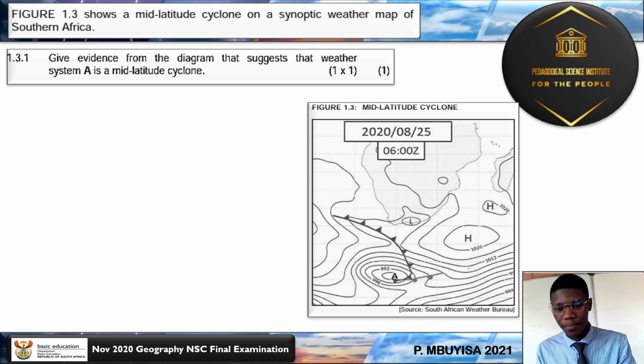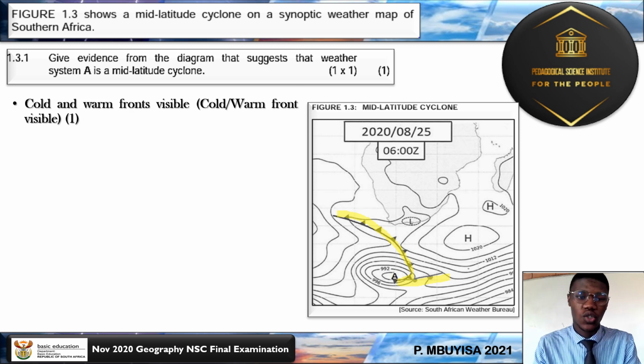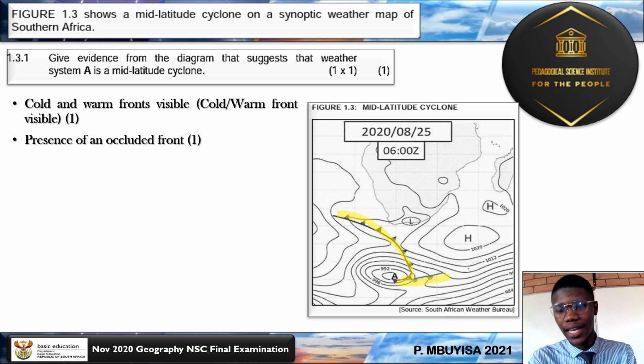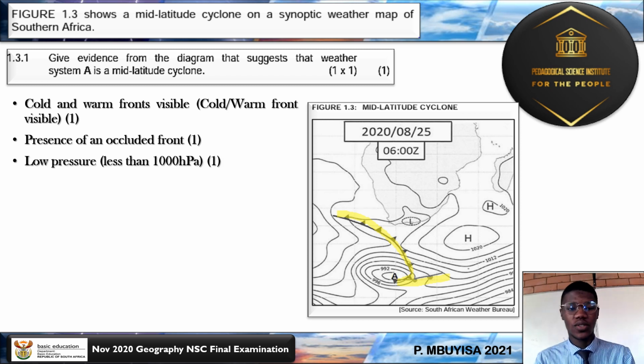So if you look at the diagram here, remember, when they say give evidence, you need to give visible evidence. So it has fronts here. The fronts are showing you that it is a mid-latitude cyclone. There is a cold and warm front, fully visible. There is a presence of an occluded front. So here at A, we have an occluded front. That shows you can only have an occluded front in a mid-latitude cyclone. And remember, occlusion is a stage that you can only find in a mid-latitude cyclone.